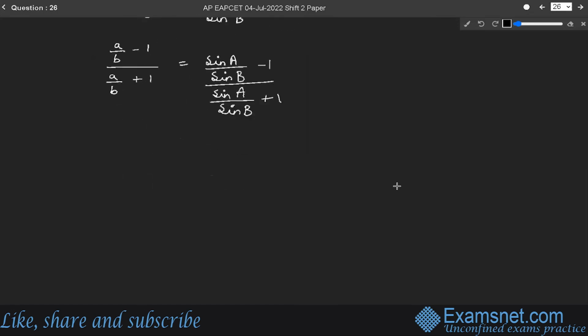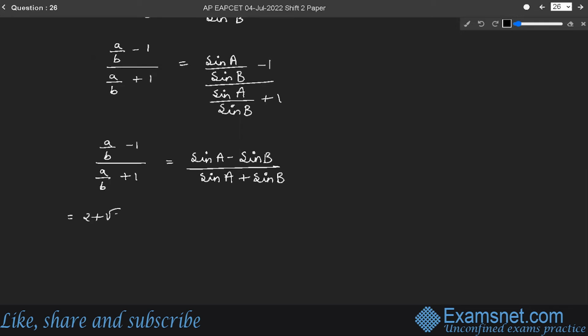On further taking the LCM, it becomes a by b minus 1 divided by a by b plus 1 is equal to sine A minus sine B divided by sine A plus sine B. The denominator, which is sine B and sine B, will be cancelled. Now we have to put the value for a by b. It is given in the question that a by b is 2 plus root 3. So this becomes 2 plus root 3 minus 1 divided by 2 plus root 3 plus 1.